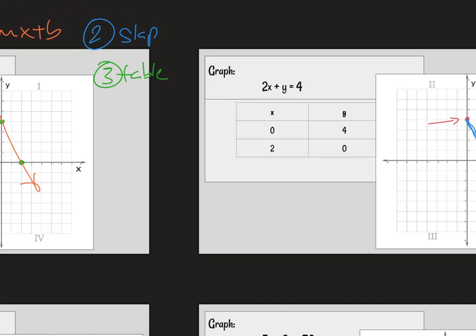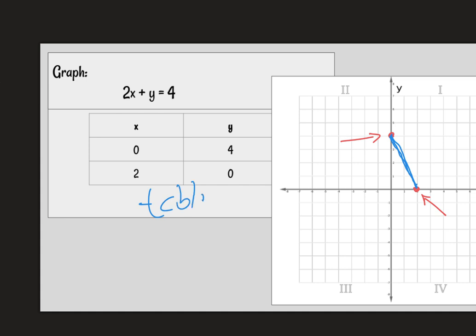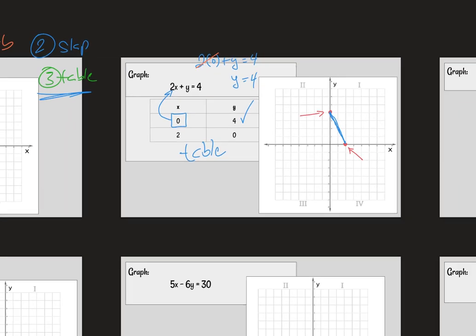By the way, notice I didn't do the table, but here is a table. What you would do is say, let's plug in 0 for x, and that would be 2 times 0 plus y equals 4. Well, anything times 0 is 0, and we don't really write that down, so y equals 4. Right there it is. There's your table.